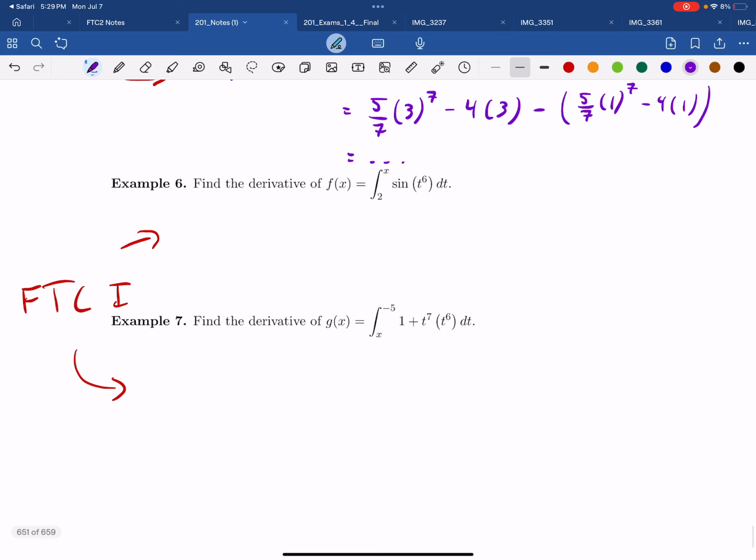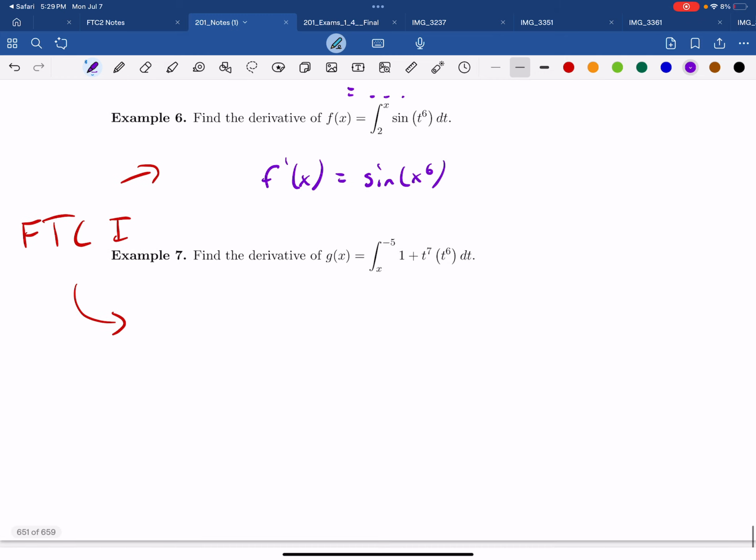To find the derivative of this function, all we do is we check to make sure that x is on the top of the integral, which it is, the upper bound, and we just plug it in for t, right? Because that's what FTC1 said.